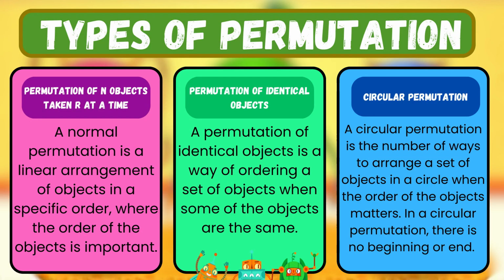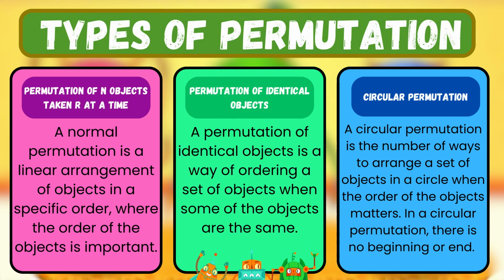First is the permutation of n objects taken r at a time. It is the default permutation, which is a linear arrangement of objects in a specific order where the order of the objects is very important. Secondly is the permutation of identical objects. A permutation of identical objects is a way of ordering a set of objects when some of the objects are the same.